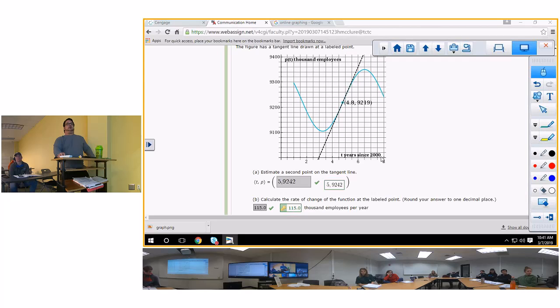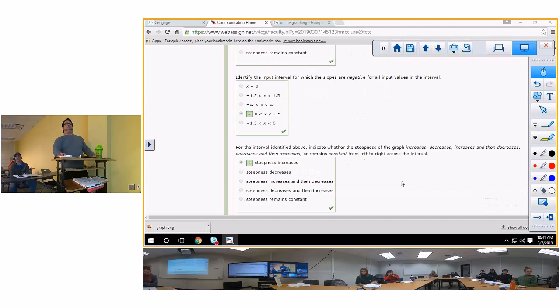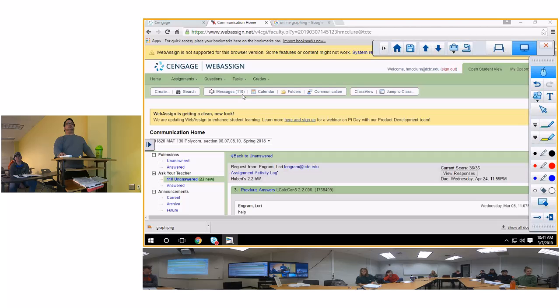All right, there's the tangent line. Estimate the second point on the tangent line. Okay, I don't want to go over that one right now. I want to go to the other one, 2.2. Let me go to that one, and then we'll cover that one another day. I want to try to get as many questions as I can.